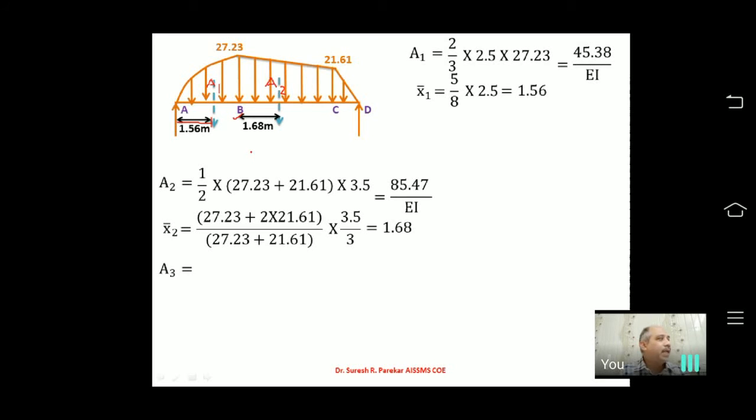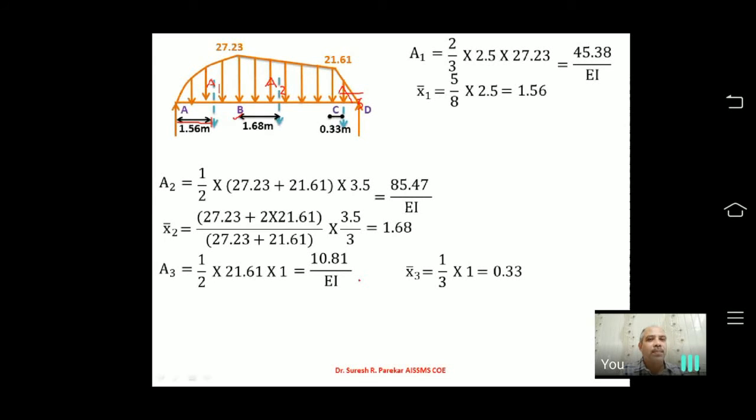Now I will go for A3. A3 is a triangle, so I will go to this one. This is my A3, and we get it as a triangle. And where we have the centroid, you can see the centroid is at 1/3 of 1, which we are going to find out from point C.